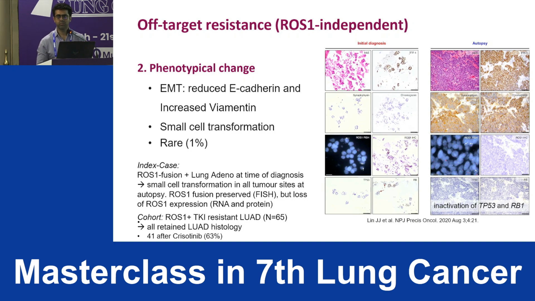Another important mechanism of resistance is phenotypic change. It can be in the form of EMT, that is epithelial-mesenchymal transition, which is associated with reduced E-cadherin and increased vimentin, and there can also be a change in histology from adenocarcinoma to small cell transformation. Here in the figure you can see one of the patients who was initially diagnosed as adenocarcinoma, and at the time of progression and death of the patient, the autopsy showed that it was a case of small cell lung cancer.